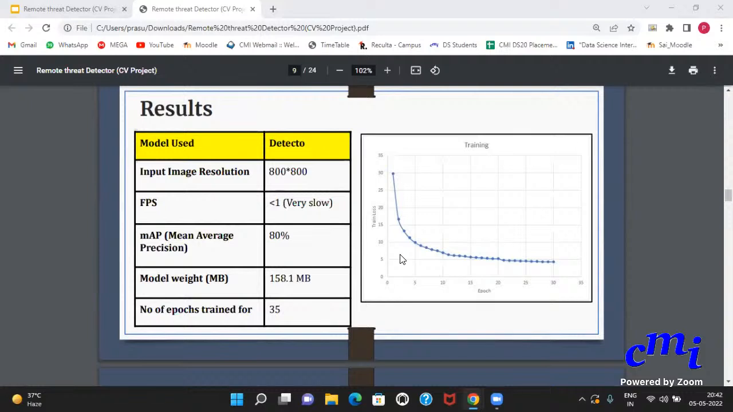And then the other question was about occlusion. How much occlusion is acceptable to the model?